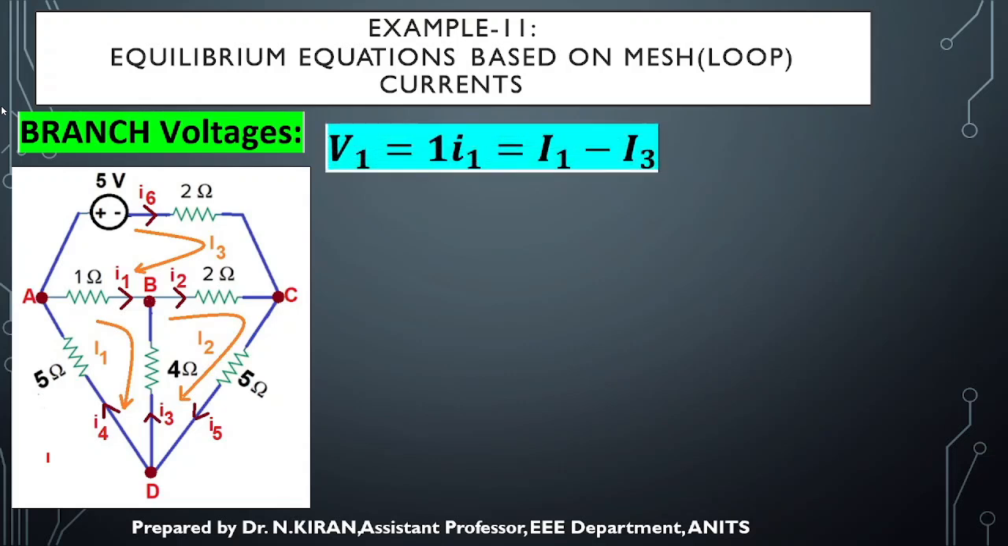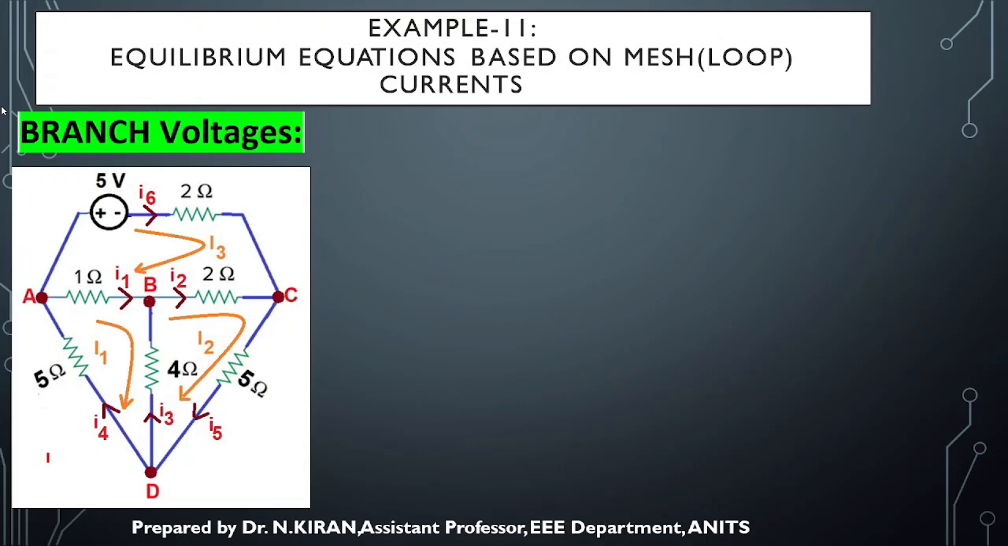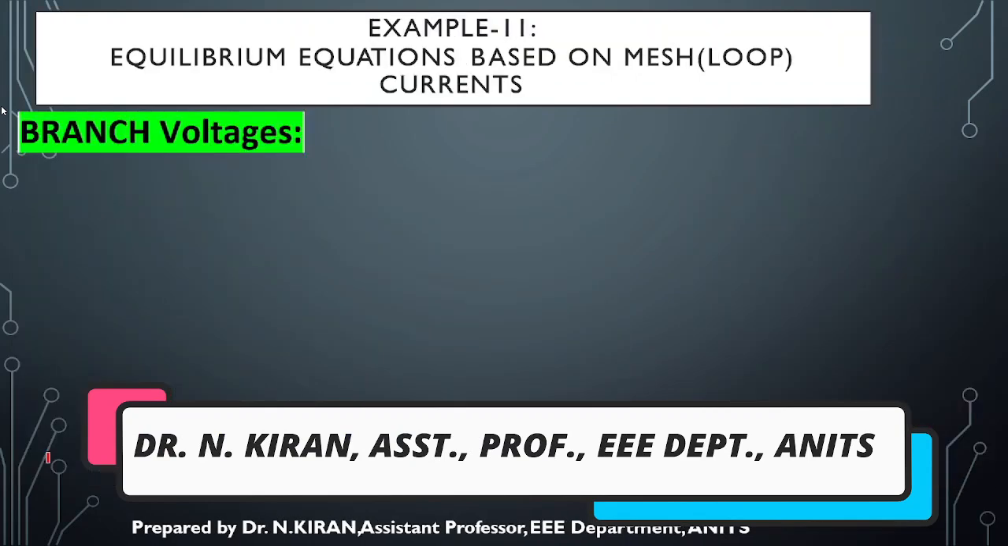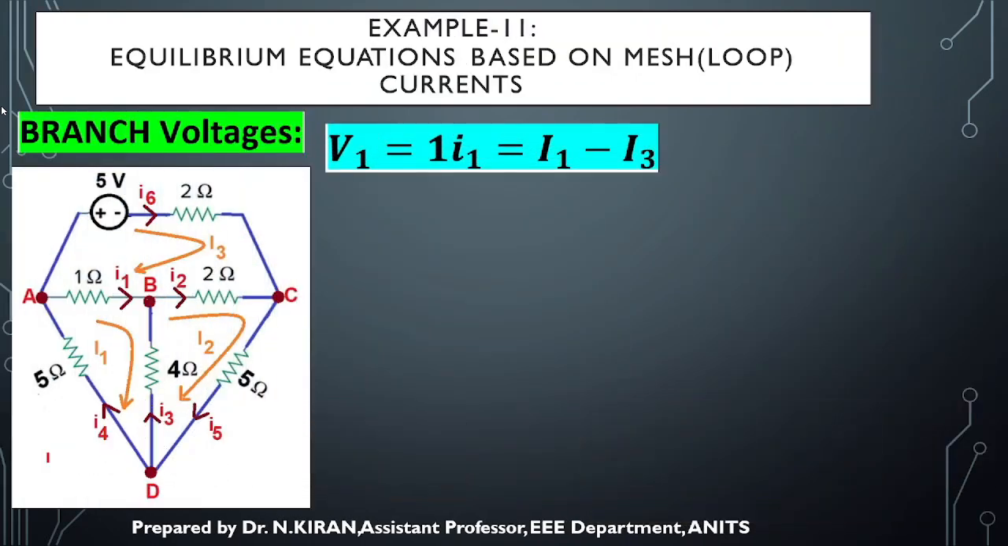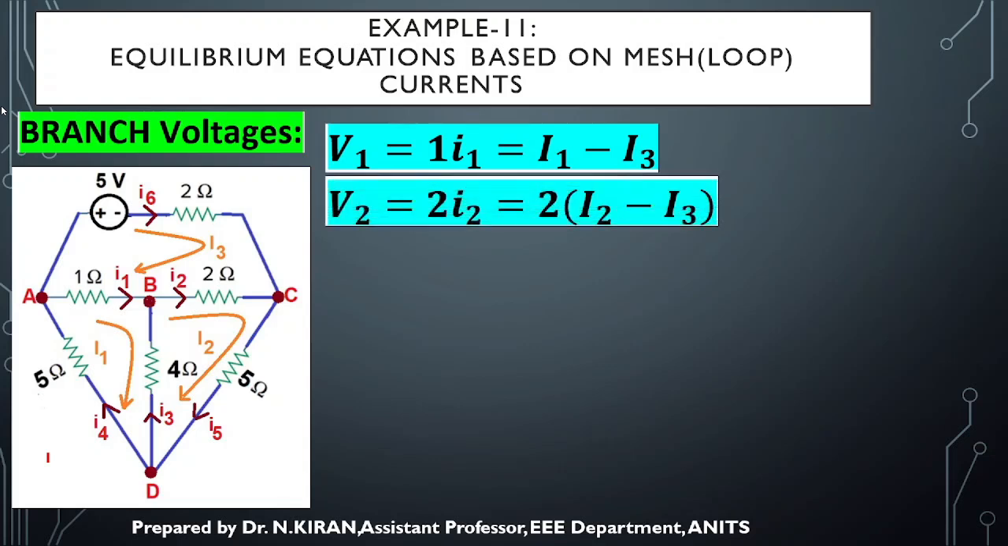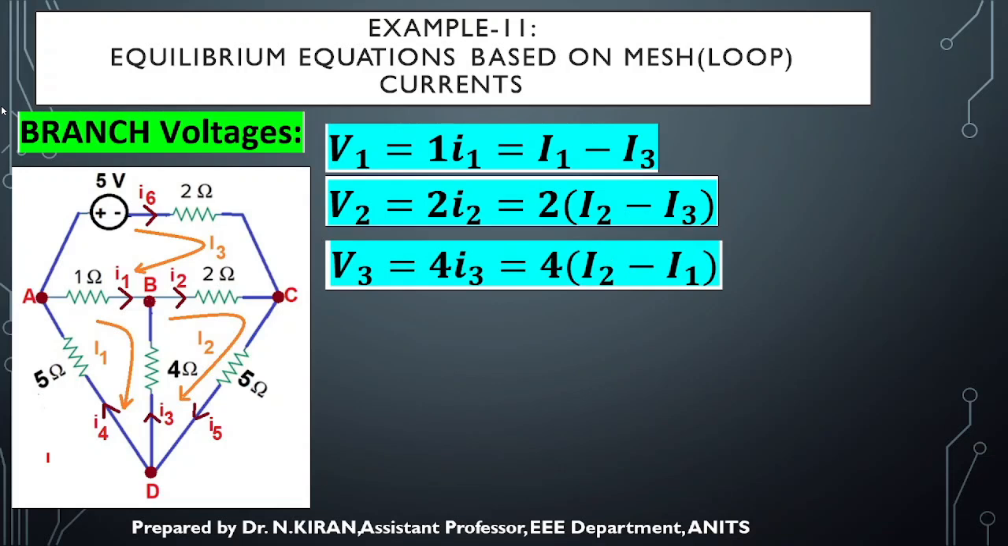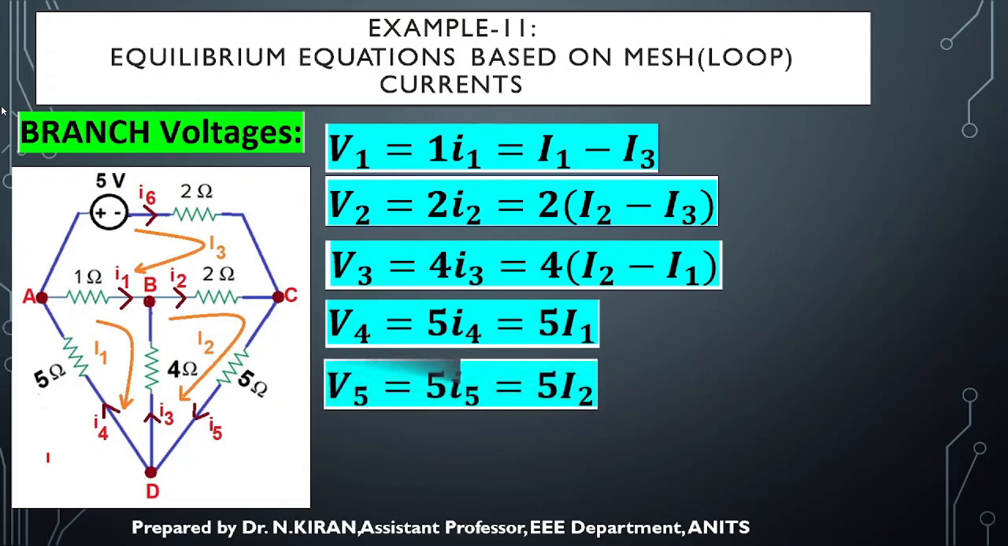Okay, so V1 is related to I1, isn't it? So it is 1 into I1. V2 is related to I2, so in that branch, since I have 2 ohms, it is 2 into I2. Third branch V3 is 4 I3. Fourth branch has 5 ohms, so 5 into I4. Fifth branch has 5 ohms, so 5 into I5.